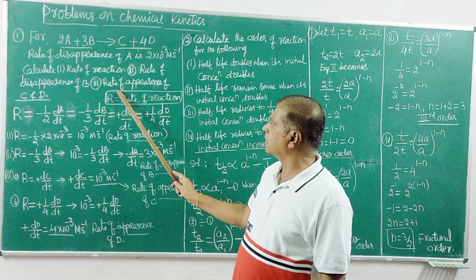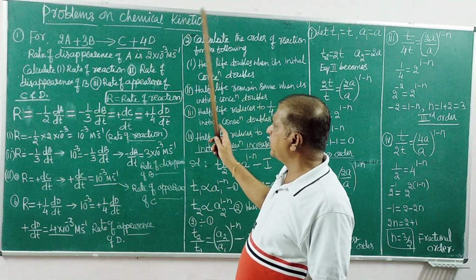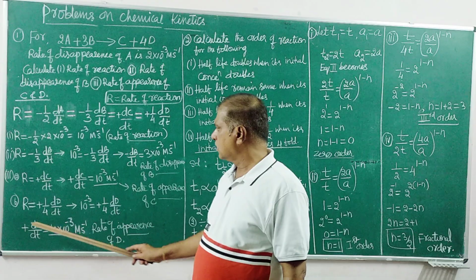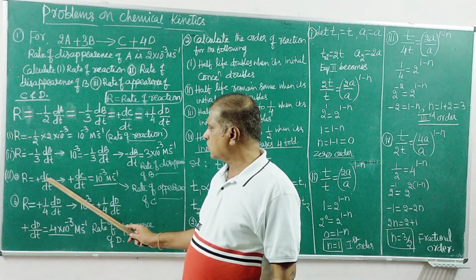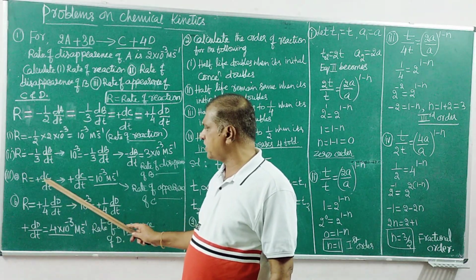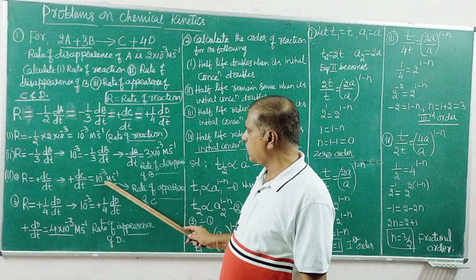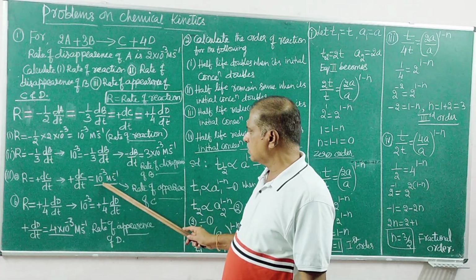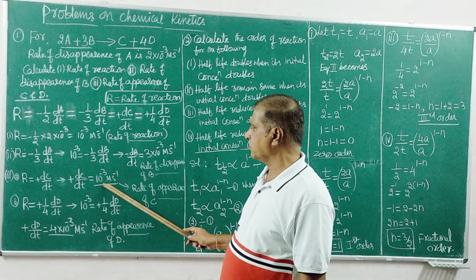Next, rate of appearance of C. For the rate of appearance of C, use this equation. R equals dC by dt. Both are same. Rate of reaction is same as rate of appearance of C. Therefore, this value, the rate of reaction, is known. That is the rate of appearance of C.